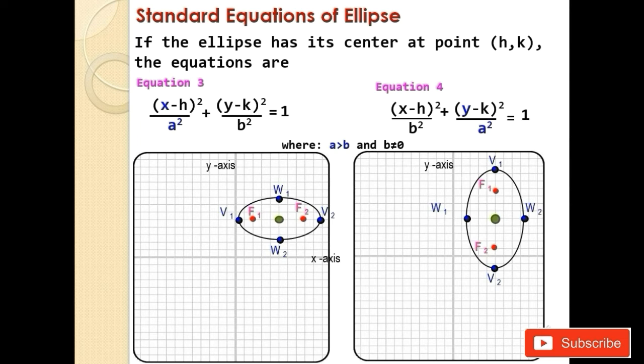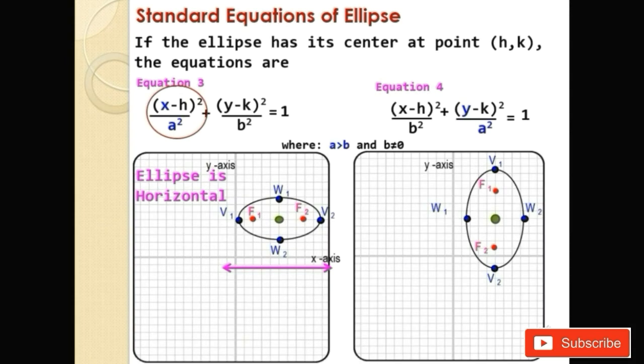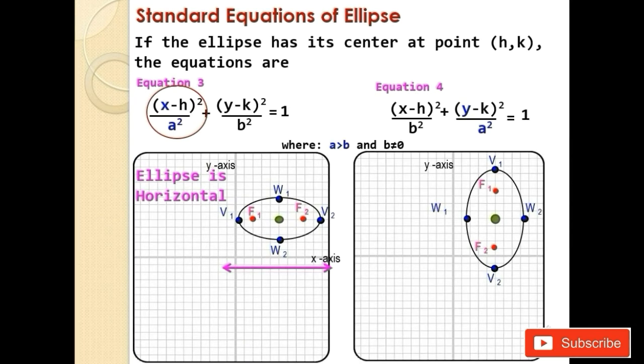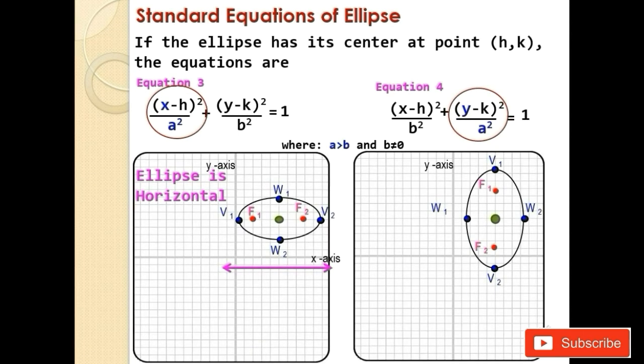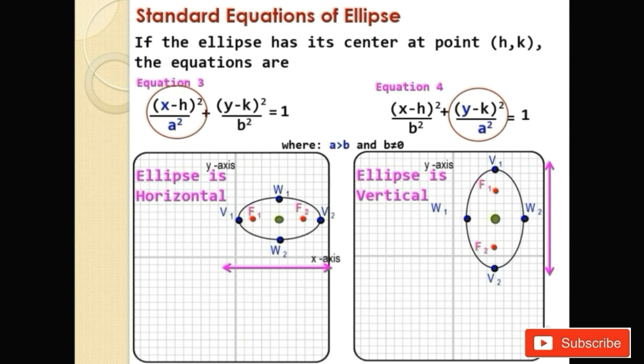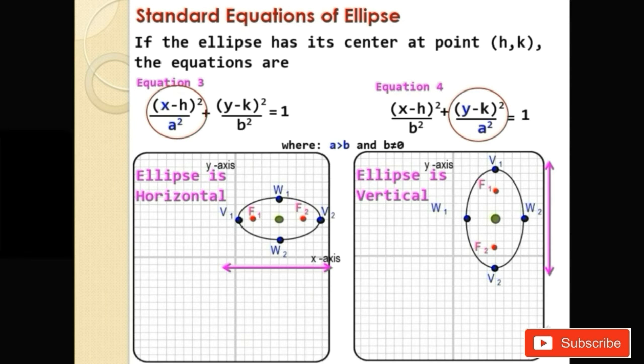Again, notice that the two formulas are almost the same, except for the location of the a squared, or the bigger denominator. Now, just like in our first two equations, if x has the bigger denominator, our graph is horizontal. It will align itself with the x-axis. If y has the bigger denominator, our graph would be vertical. So, as simple as that.